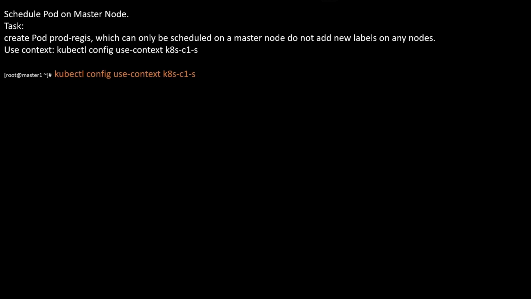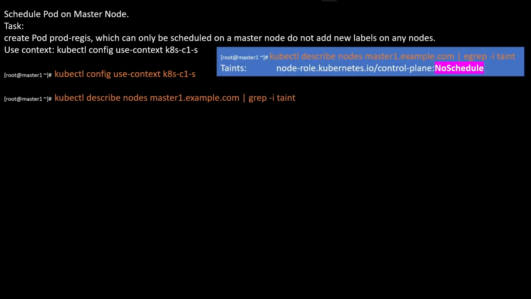Okay, let's perform this question. First, use the correct context. After that, we need to check the taint on the master node. What taint is it? The output may be like this in the exam also. Please notice that a NoSchedule taint is applied on this master node. Here I use only describe.